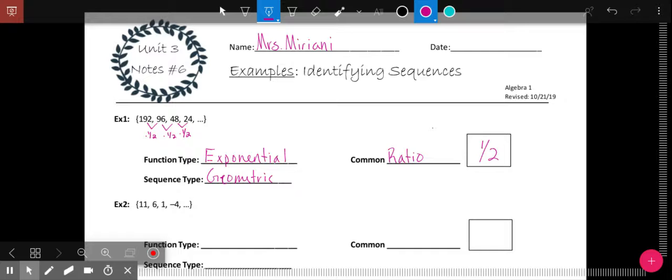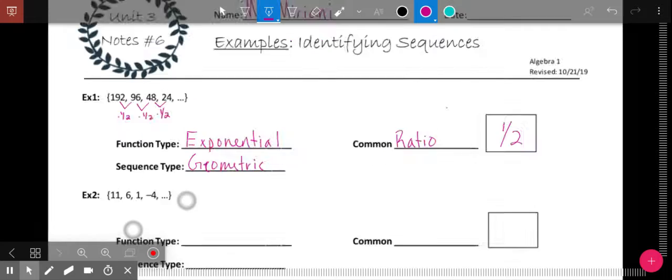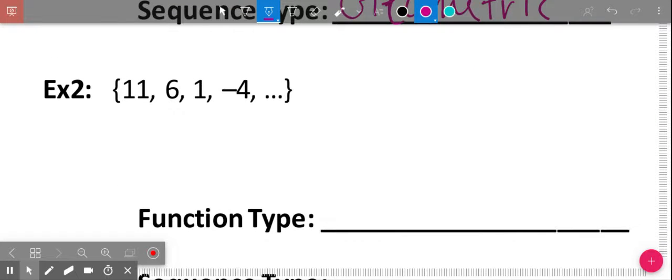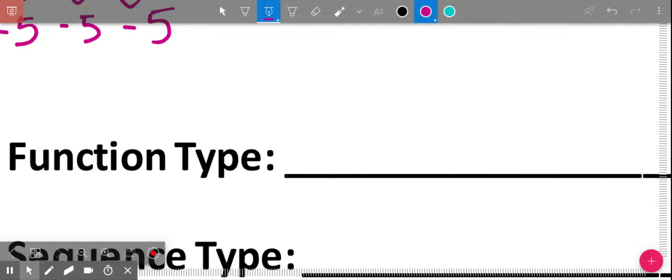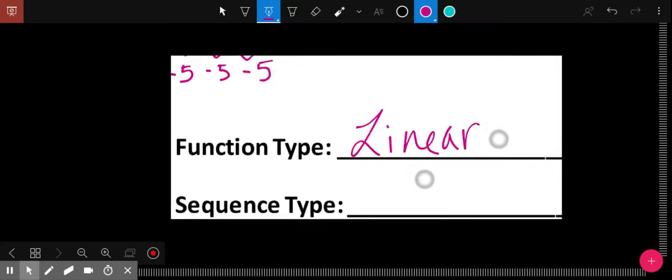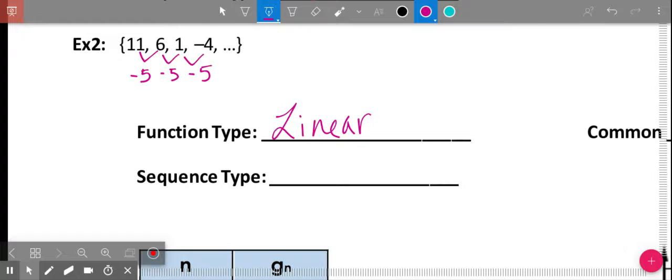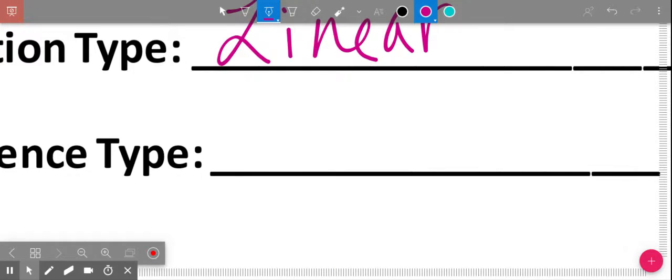All right, I hope you took the time to do that one on your own. If you look at this, we're not multiplying by anything anymore. To go from 11 to 6, we're subtracting 5. 6 to 1, we're subtracting 5. 1 to -4, we're subtracting 5. Since we are subtracting the same number every single time, that means it belongs to that family of functions called linear functions. So we could compare this to a linear function. And since it's linear, the sequence type is going to be arithmetic.